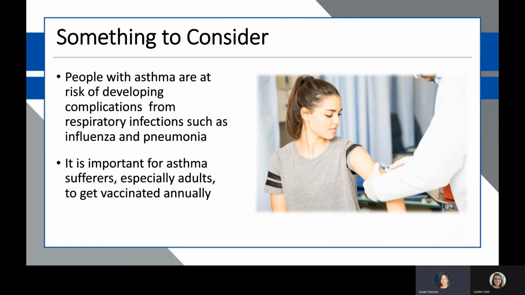Something to consider is people with asthma are at risk of developing complications from respiratory infections such as influenza and pneumonia. And it's important for asthma sufferers, especially adults, to get vaccinated annually.